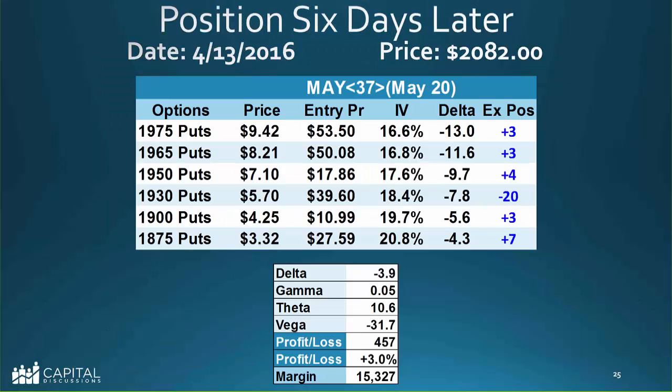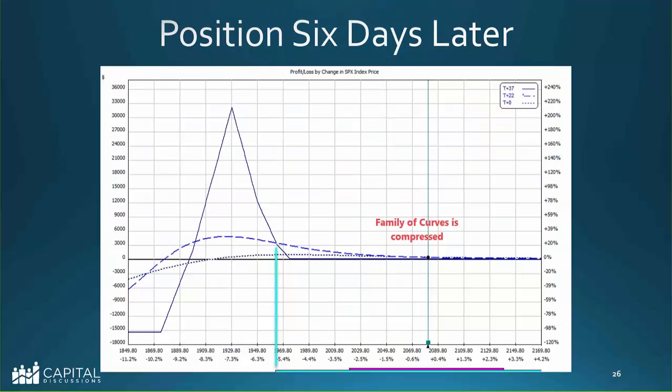So 6 days later, the market's up another 40 points, it looks like. The trade's up $450, up 3%, and looks like this. The family of curves is compressed. And what we mean by family of curves is these T plus N lines: T plus 0, 10, 20, 50, whatever. Here they're nice and separate, but as you go up, they're getting closer and closer together. And here there's essentially just one line.